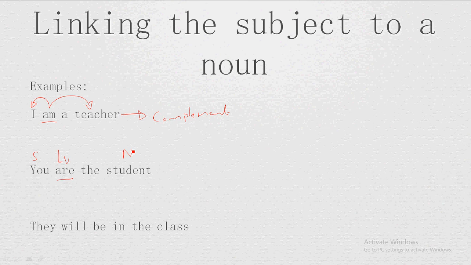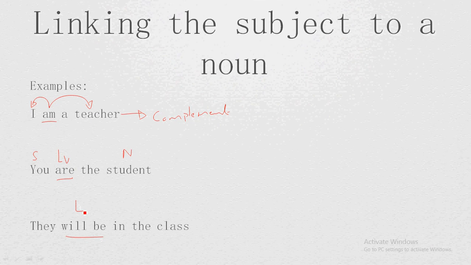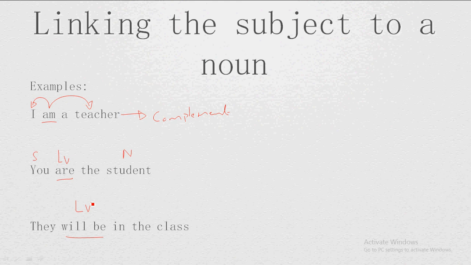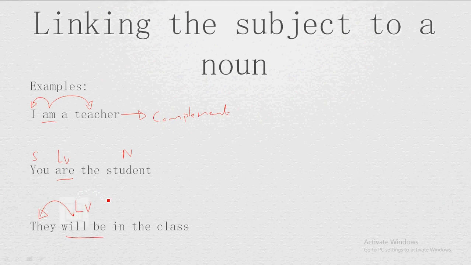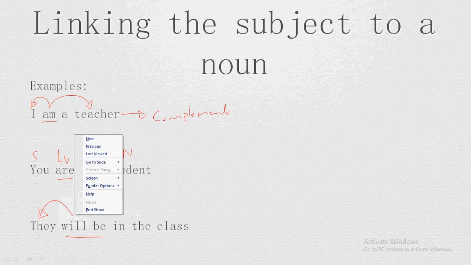They will be in the class. They is the subject. Will be is, although it's a phrase, it can still be a linking verb. A linking verb does not necessarily have to be just one word. It can be a phrase. It can be a linking phrase. So will be is the linking phrase. So will be is linking they to class.